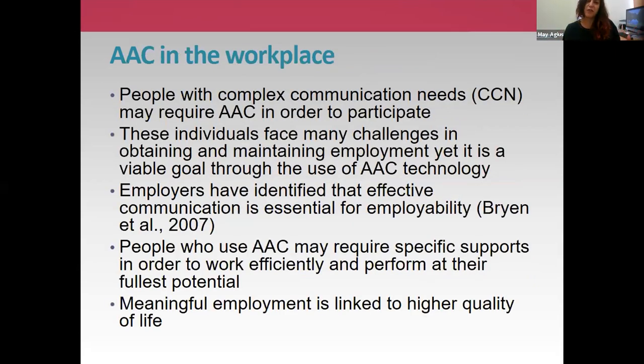When we think about AAC in the workplace, we know that there are people with complex communication needs that might require AAC in order to participate. This could be in a general sense, or it could be to participate in the world of work. These individuals face many challenges in obtaining and maintaining employment. I just want to run through some of the barriers that exist. We can start from the very beginning, which is getting an interview and then participating in that selection process to be offered a job.